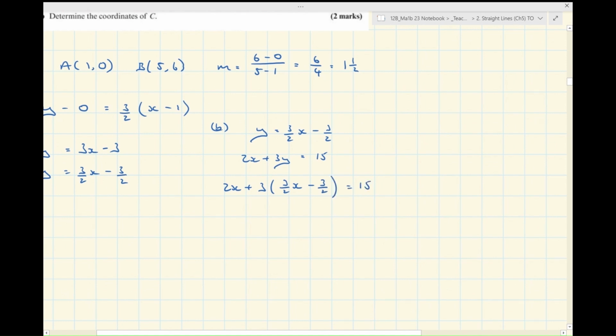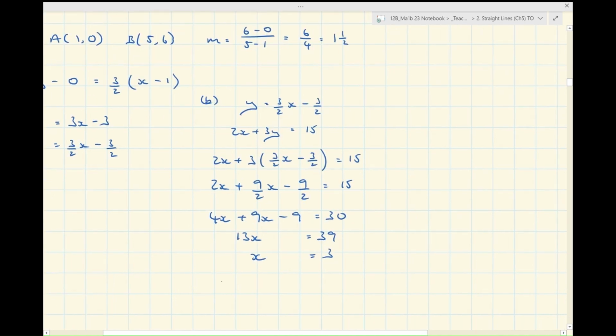Right, let's multiply out that bracket, shall we? 2x plus 9 over 2 x minus 9 over 2 equals 15. Let's double everything. 4x plus 9x minus 9 equals 30. 13x equals 39, so x equals 3.